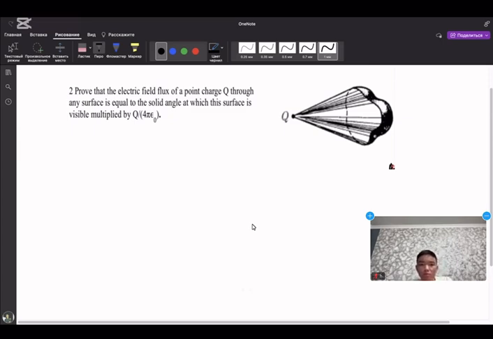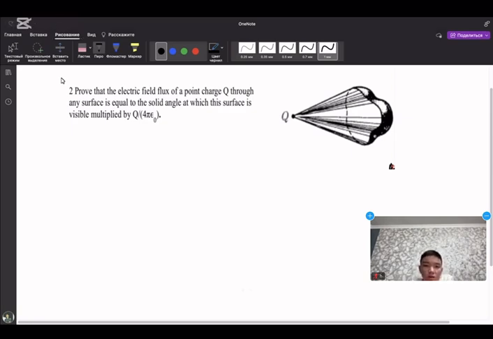Today I am going to talk about electric field flux. I want to tell about an interesting concept in electrostatics: how the electric flux of a point charge through any surface is related to the solid angle that the surface subtends at the charge. By the end of this, you will see a simple way to understand these relationships.